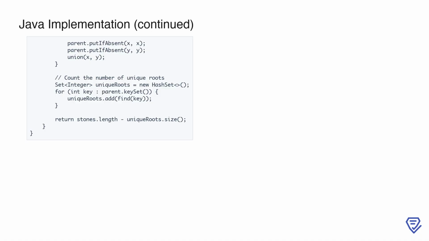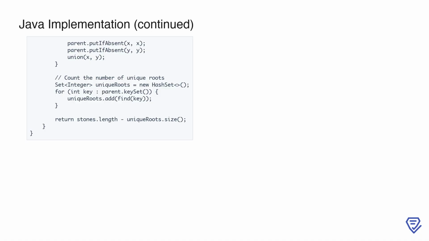in the union-find structure. Once all stones are processed, we calculate the number of unique connected components by iterating over the keys in the parent map. For each key, we use the find function to determine its root and add it to a hash set called unique roots. The size of this set represents the number of unique connected components.